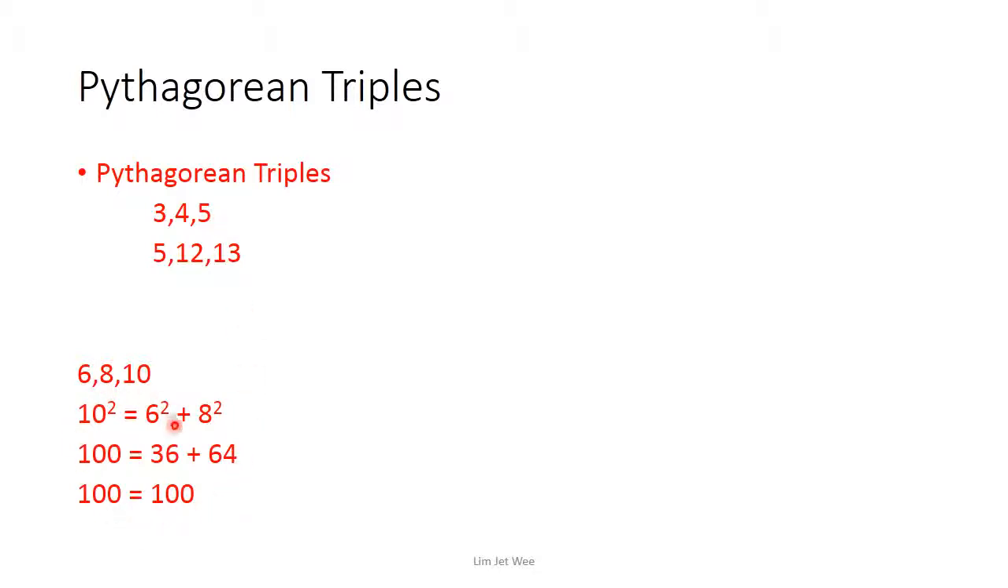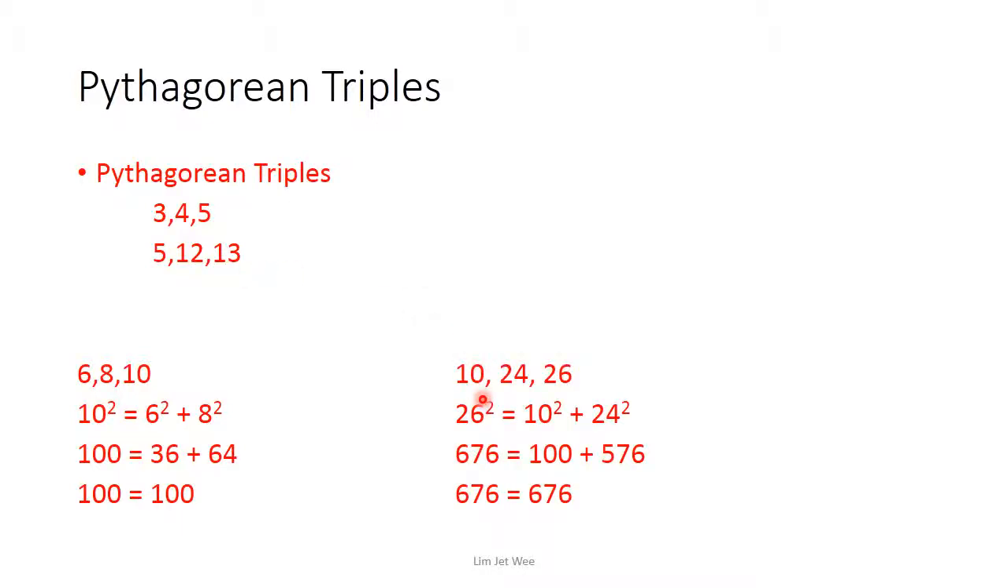And this section over here actually proves this, because you can see it fits just nicely into the Pythagoras theorem. The same thing will happen to the second set of Pythagorean triples: your 5 doubles to 10, then your 12 doubles to 24, then 13 doubles to 26, which will also fit the Pythagorean theorem itself.